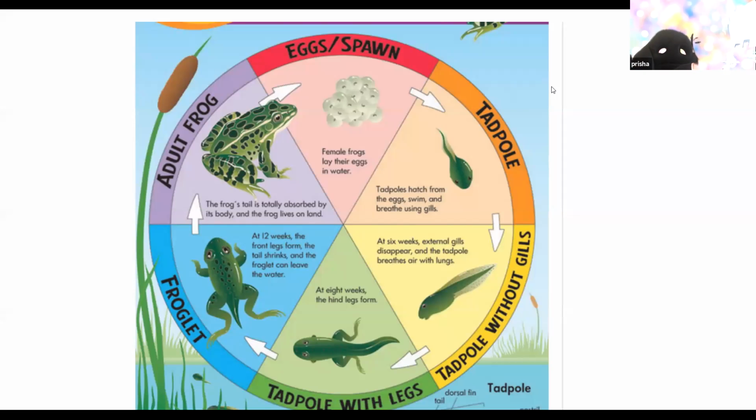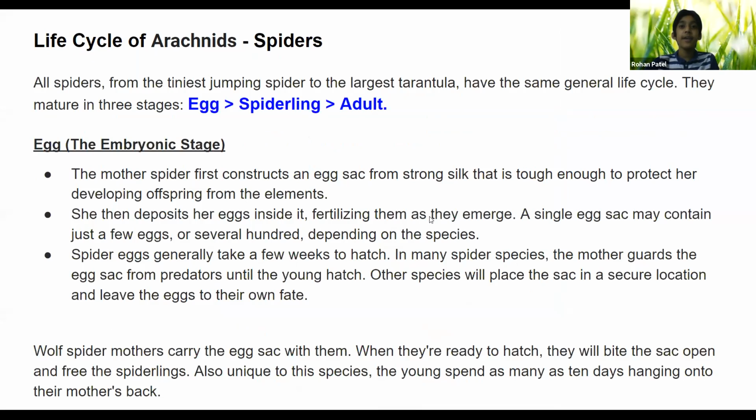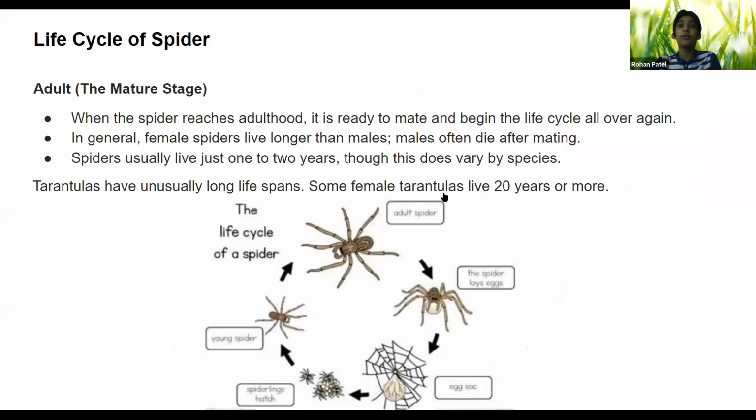No question? Okay. Oh, yes, I do have a question. You said that tarantulas have a long lifespan. How long do they live? So we talked about that. Tarantulas live for about 20 years or more. Female tarantulas live longer than the males, but the longest ones are about 20 years.